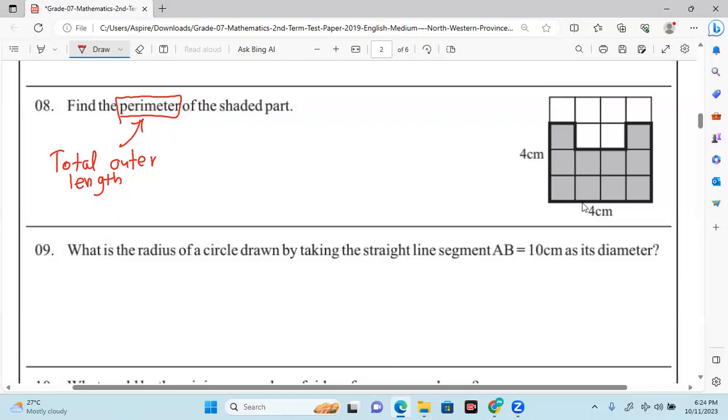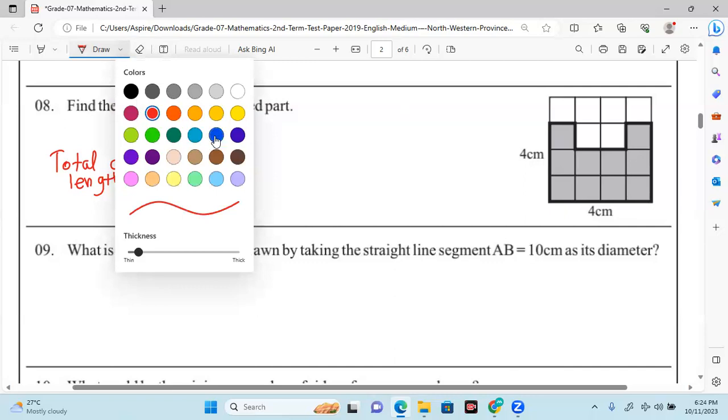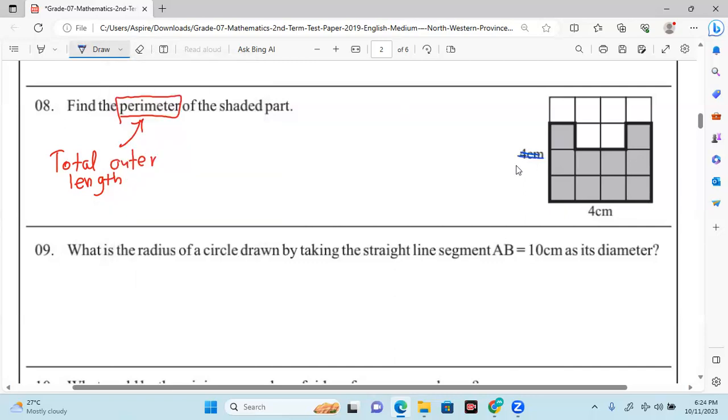Here 4 centimeters, maybe. No, actually here it should be 3 centimeters, not 4. This should be 3 centimeters, okay? Then this side 4 centimeters. This side 3 centimeters. This side also 3 centimeters. Okay. Then you can identify that one length. Well, this one unit is equal to 1 centimeter.